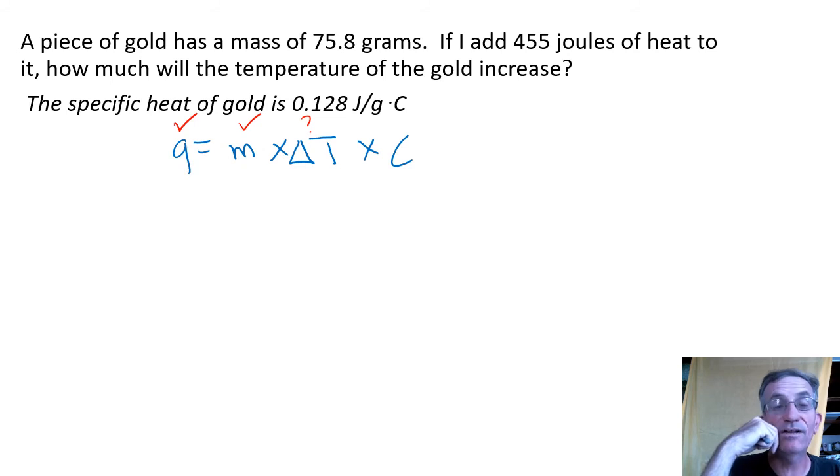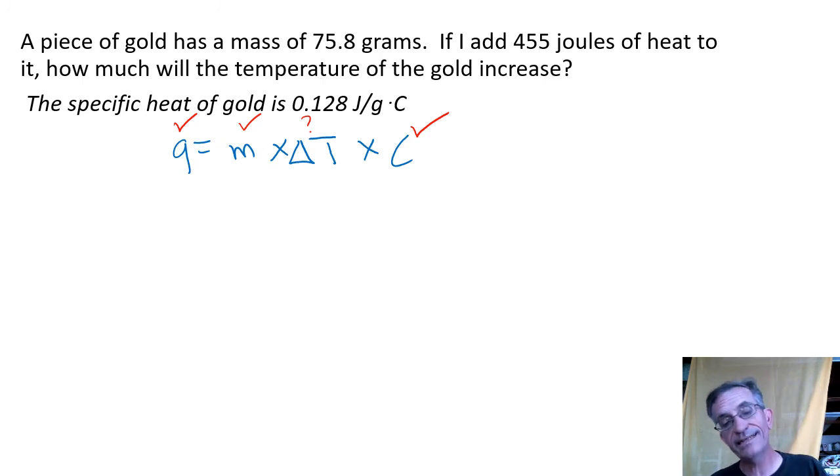They do tell us one other number. The specific heat of gold is... and what's specific heat in this equation? It's C, so that goes in right here, 0.128 joules per gram Celsius. So I'm in pretty good shape, right? I've got 3 out of the 4 things. I'm solving for temperature, but I've got everything else.